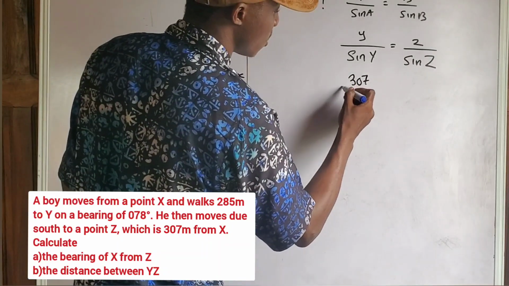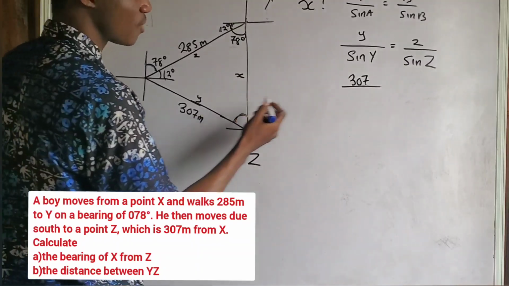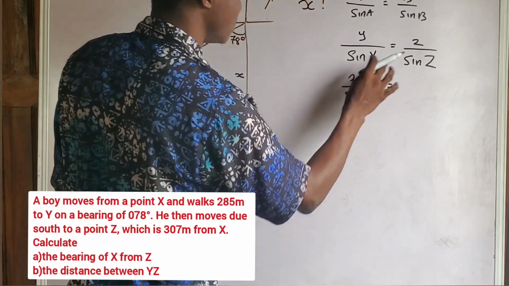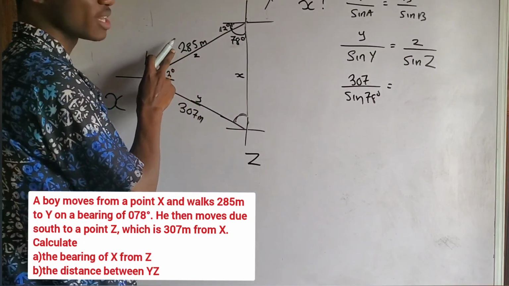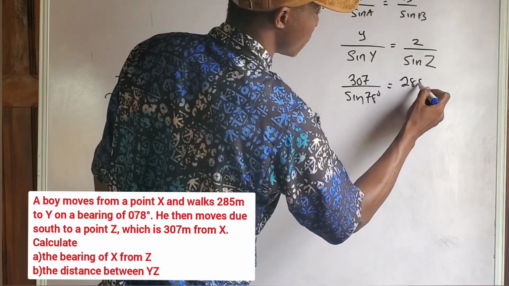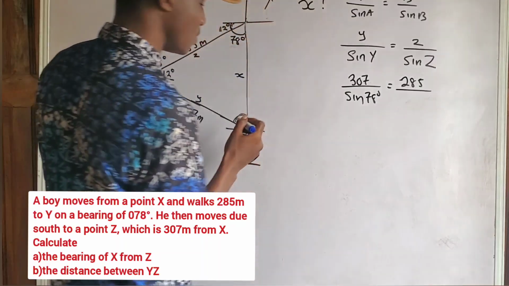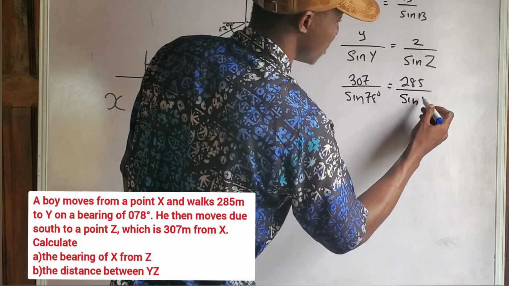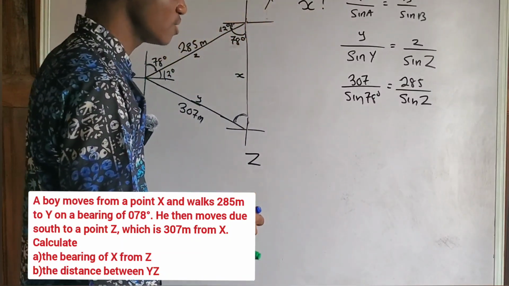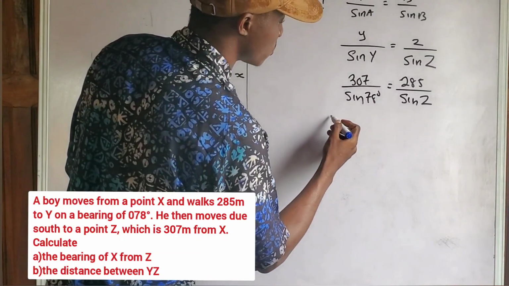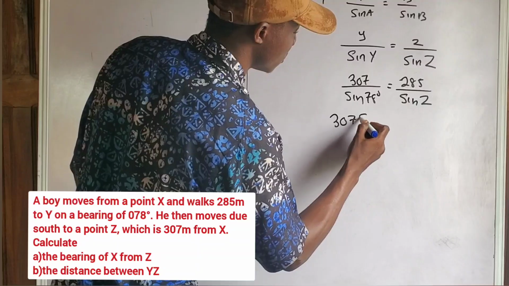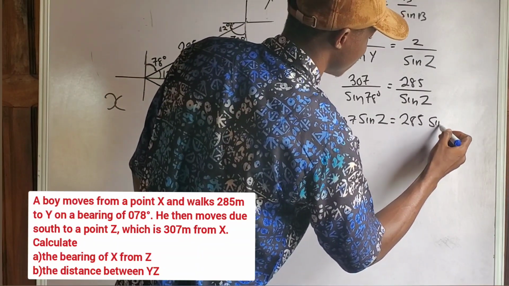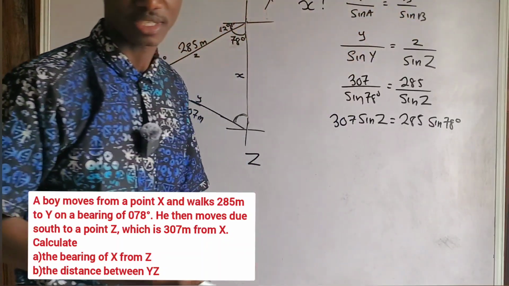So small letter y is what? 307. 307 over sine 78 degree equals to what? Z. Z is 285. So I'm going to have 285 meter over sine Z. We don't know the value of this angle, which is Z, so I'm going to put sine Z. Do you understand? Okay. Now, from this, I'm going to have 307 sine Z equals 285 sine 78 degree.